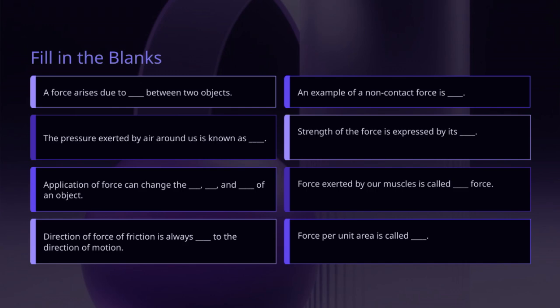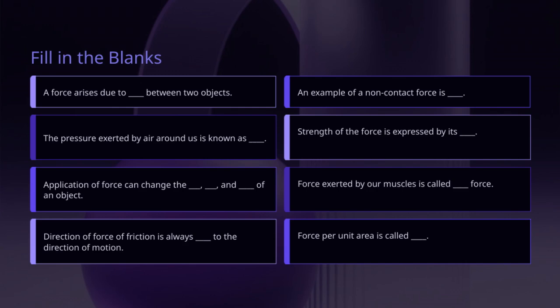The direction of the force of friction is always opposite to the direction of motion. So, whenever something moves or tries to move, friction works against it, trying to slow it down or stop it altogether. Applying force can change an object's shape, size, and state of motion. For example, pushing a ball makes it roll, and squeezing a sponge changes its shape temporarily. Force is a powerful tool to alter objects in many ways.